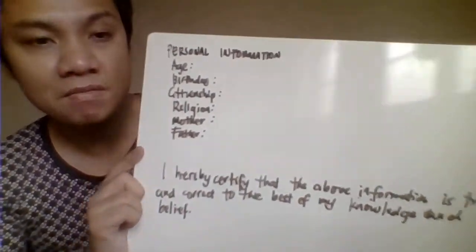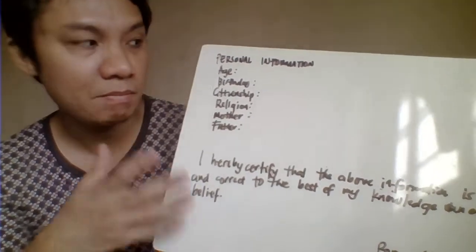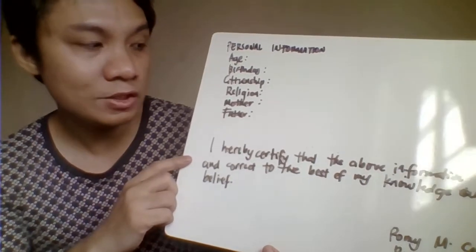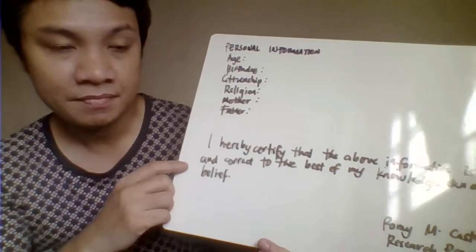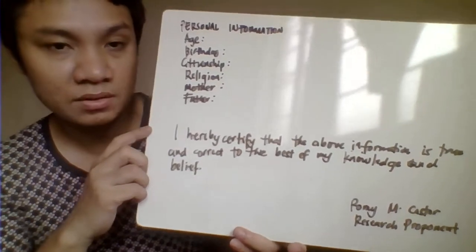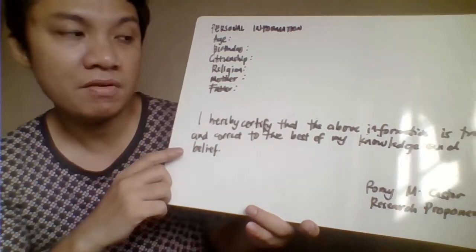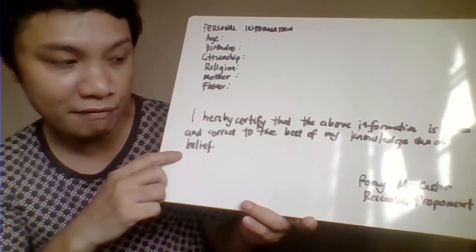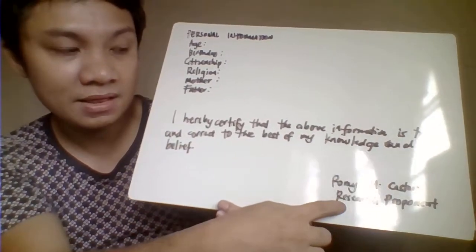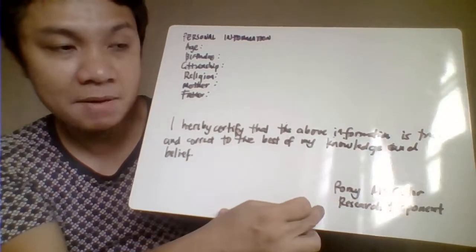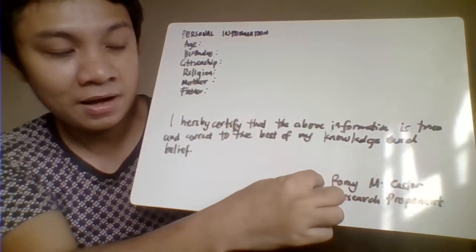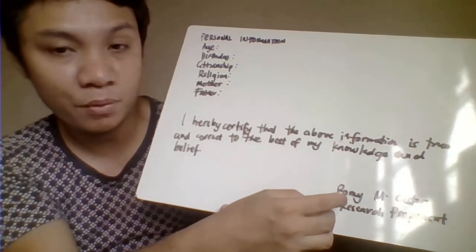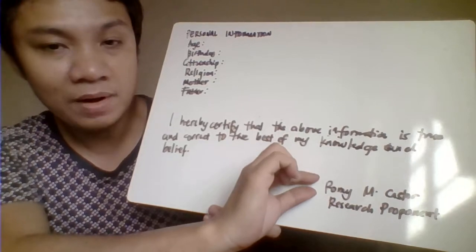Then we have your personal information, which should also be written in all caps and bold. It should include your age, your birthday, citizenship, religion, mother's or father's name. Then the last we have here the certification: I hereby certify that the above information is true and correct to the best of my knowledge and capability and belief. Then we have your name in this type of format: Romy M. Castor, capital and small letters, and below it, research proponent. There is no space.